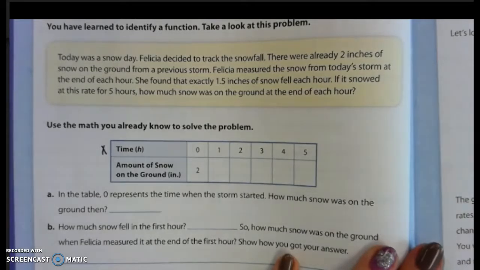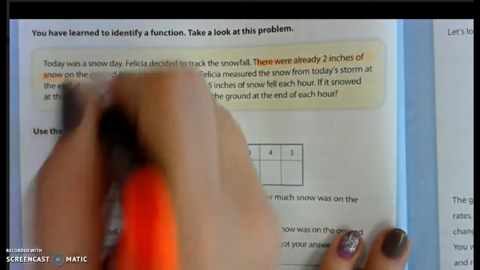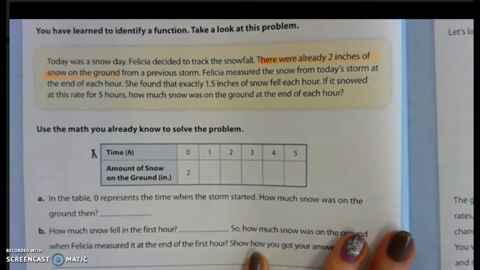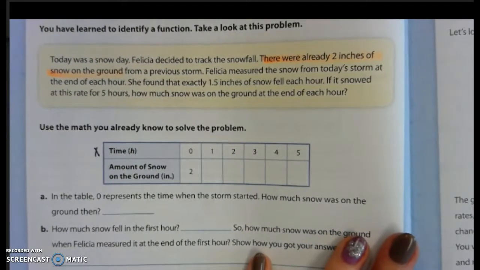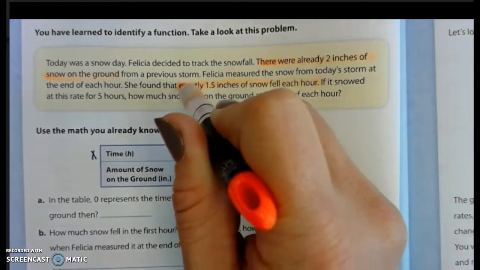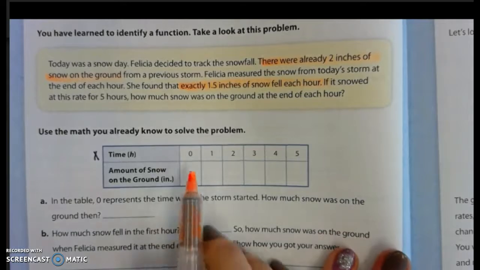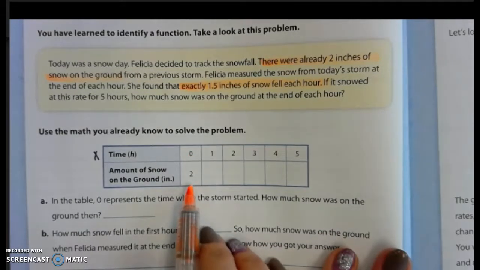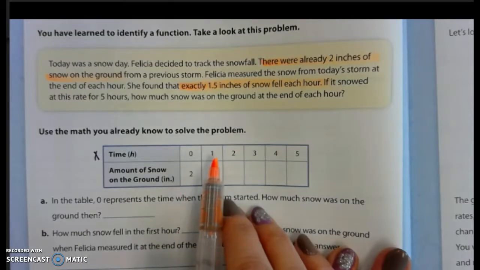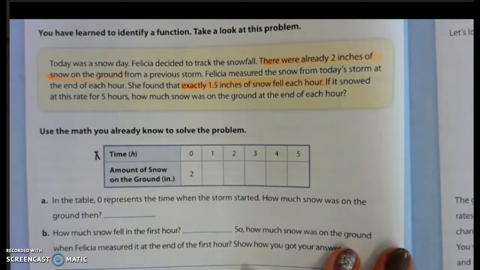So after that, she walked outside, there was 2 inches of snow on the ground. After that, she went outside each hour and she measured the snow again. And she found that exactly 1.5 inches of snow fell each hour. So when she went outside at 0 hours, there was 2 inches of snow. Then she went back in and an hour later she comes back outside. How much snow was there on the ground after that first hour?